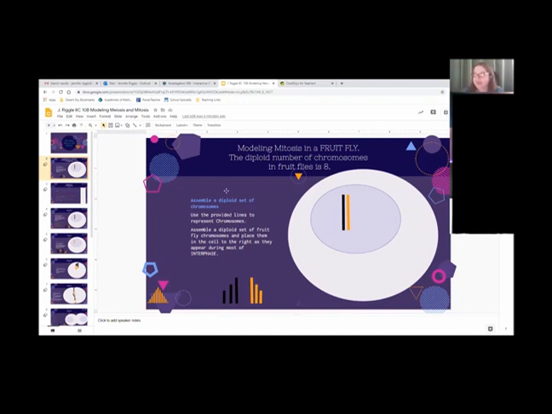All right, so I went ahead and turned this into slides. And on slide number 2 right here, it's telling us modeling mitosis in a fruit fly. The diploid number of chromosomes in fruit flies is 8. Go ahead and type into the chat, anybody who knows. What does a diploid number mean?